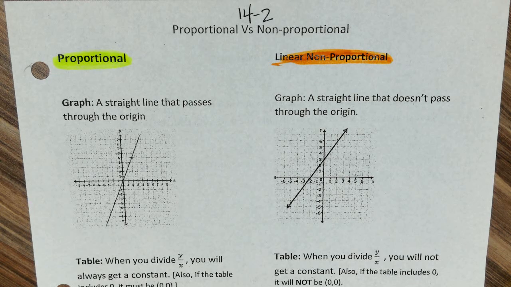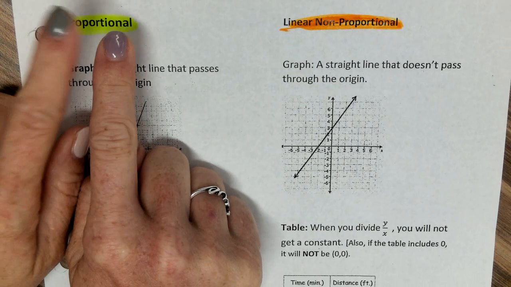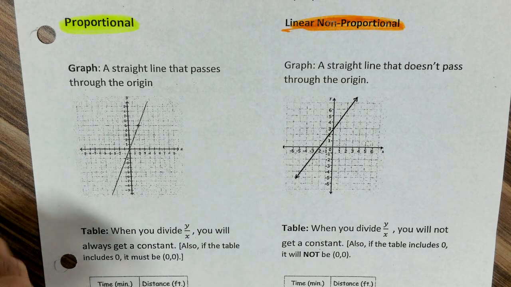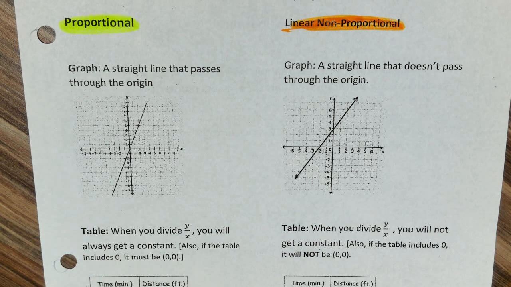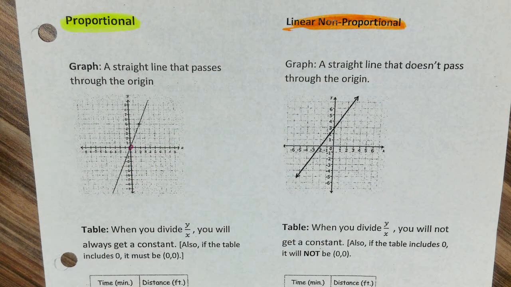All right. So like we just said, a proportional graph will always be a straight line that passes through the origin. What is the origin? 0, 0. So everybody look. It's going to pass through where the x and y axis touch. Now, it doesn't matter about the slope. It can be a positive slope, it can be a negative slope. It's just a straight line that passes through 0.